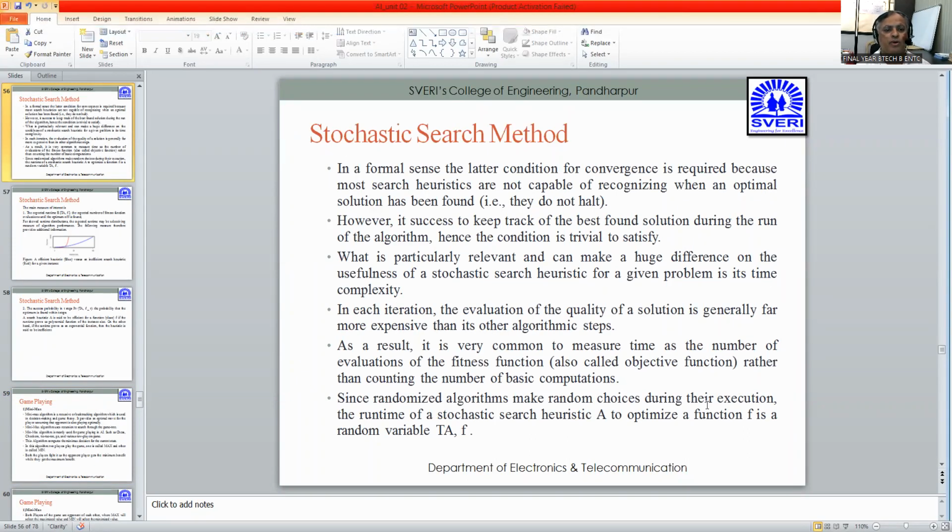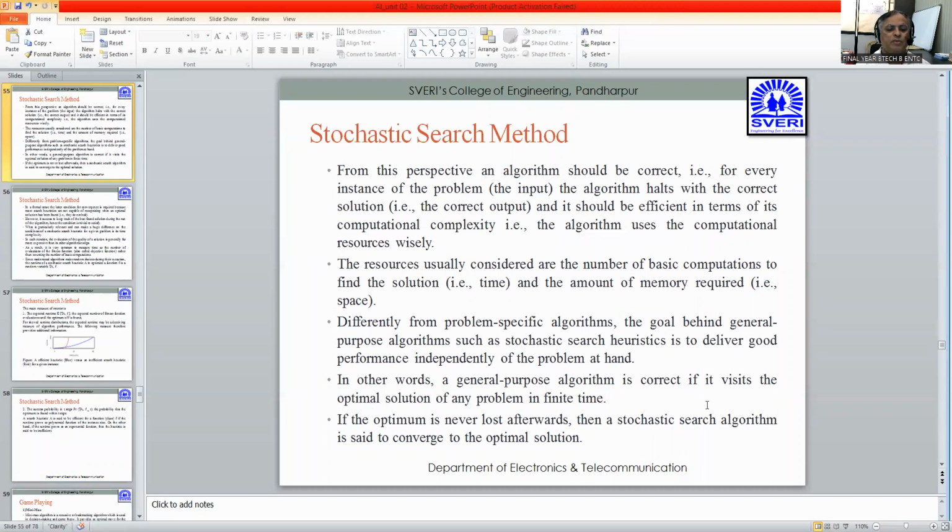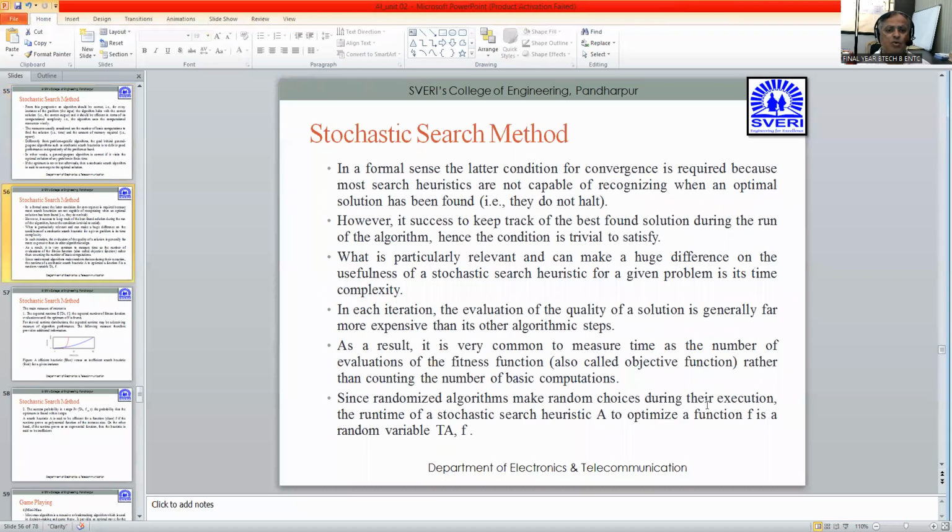Now let's go back a little bit to understand the same point. That is, if the optimum is never lost afterward, then the stochastic search algorithm is said to converge to the optimal solution. This means that once it gets the optimum solution, it continuously keeps it, that is, it is never lost afterward. Then we say that this stochastic search algorithm has converged to the optimal solution. Now, why is this convergence required? It is required because most search heuristics are not capable of recognizing when the optimal solution is found. They don't get to know when the optimal solution has been found.